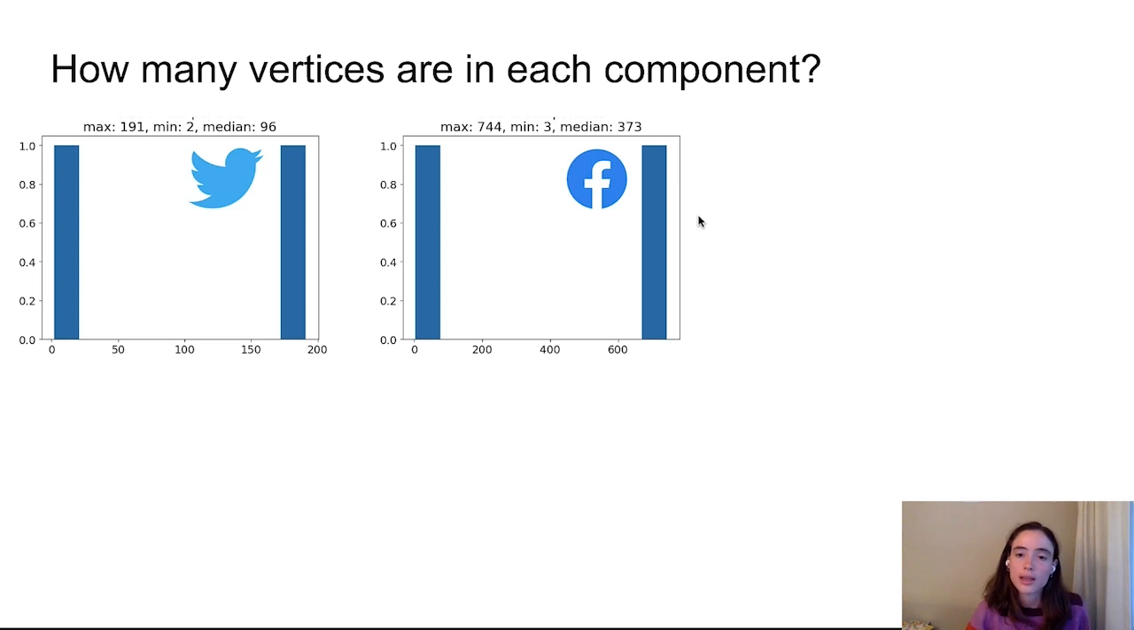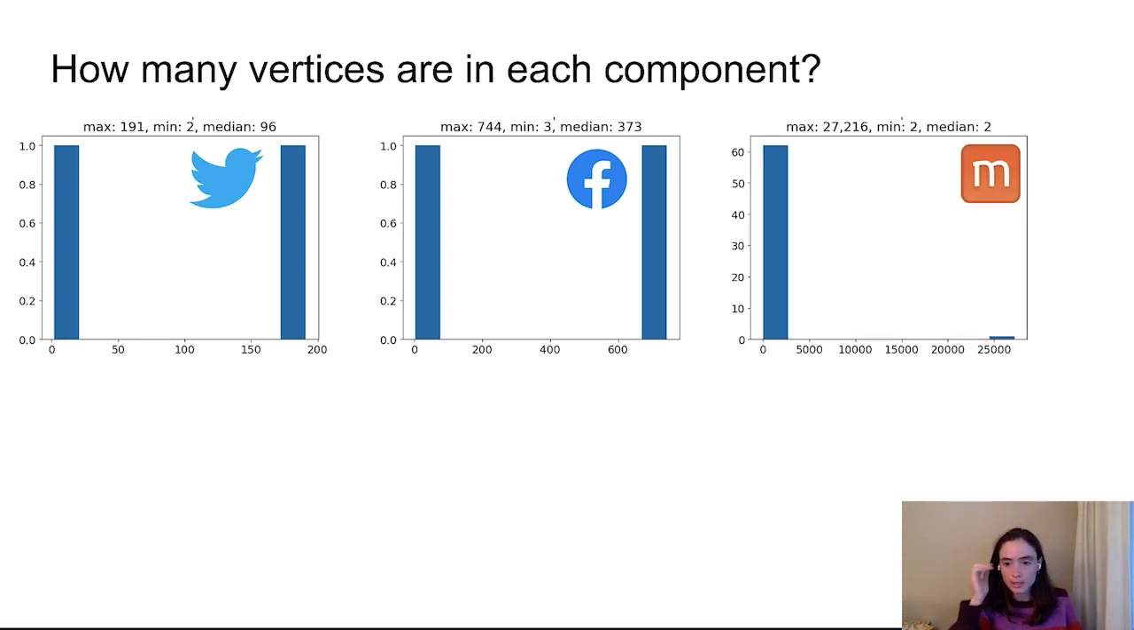And so looking at the Movielens data set, we actually see a kind of similar trend. There is one component that has over 25,000 vertices in it. So you can think of that as the most dense mass, with many interconnections between users and movies. And then we have the other 66 components that are all very small. So maybe just like a user saw one movie and that's all they put into the system.